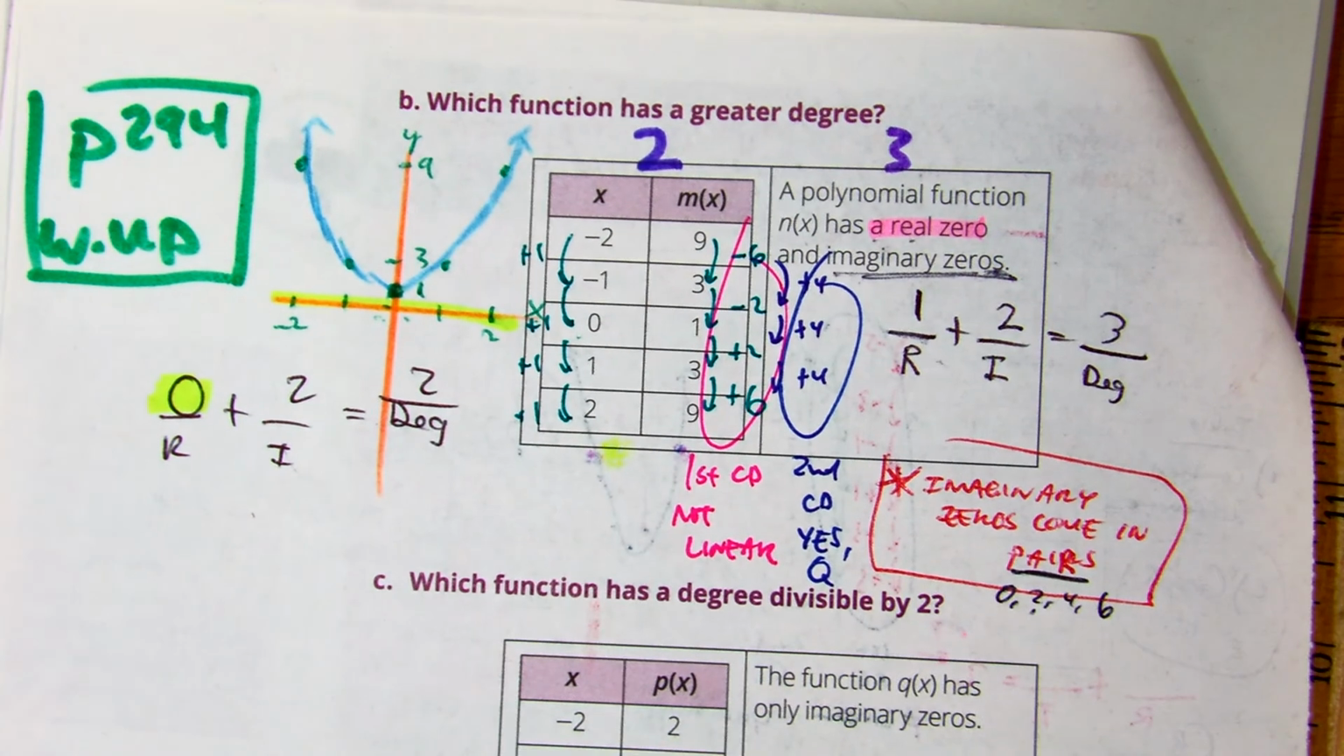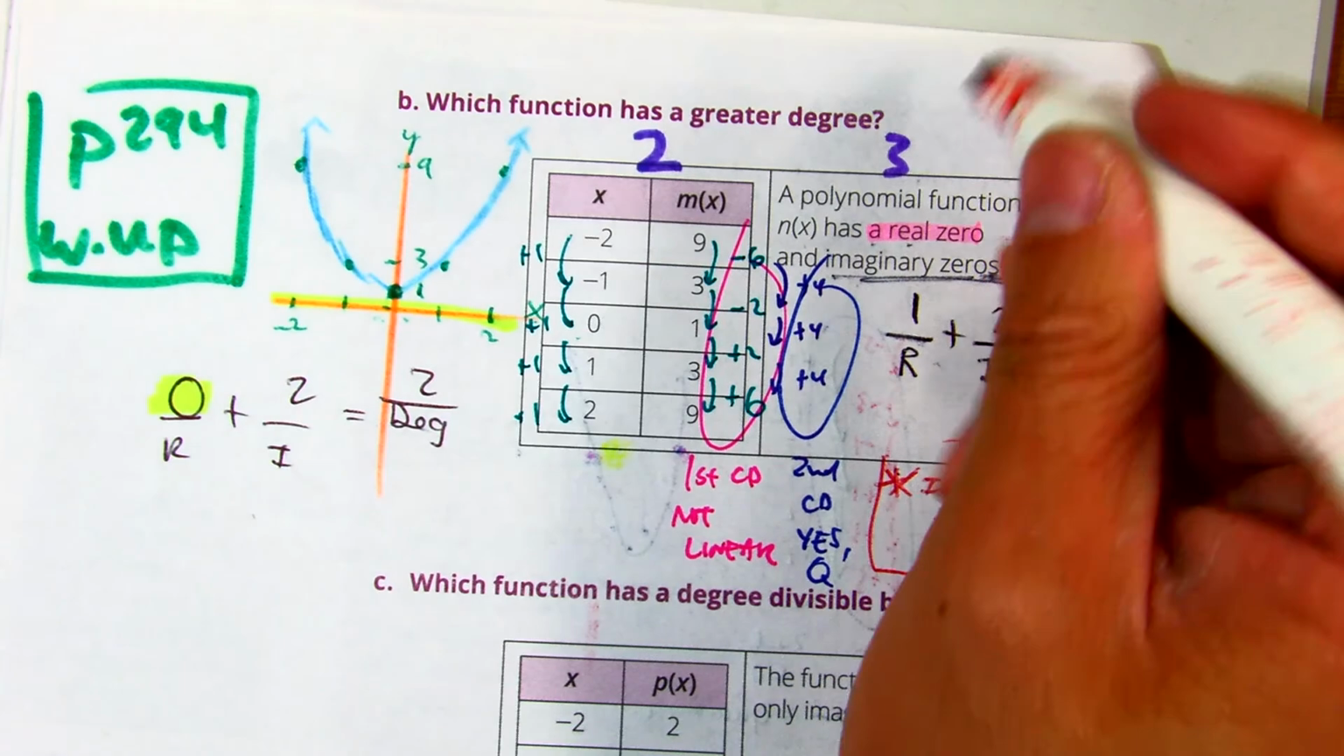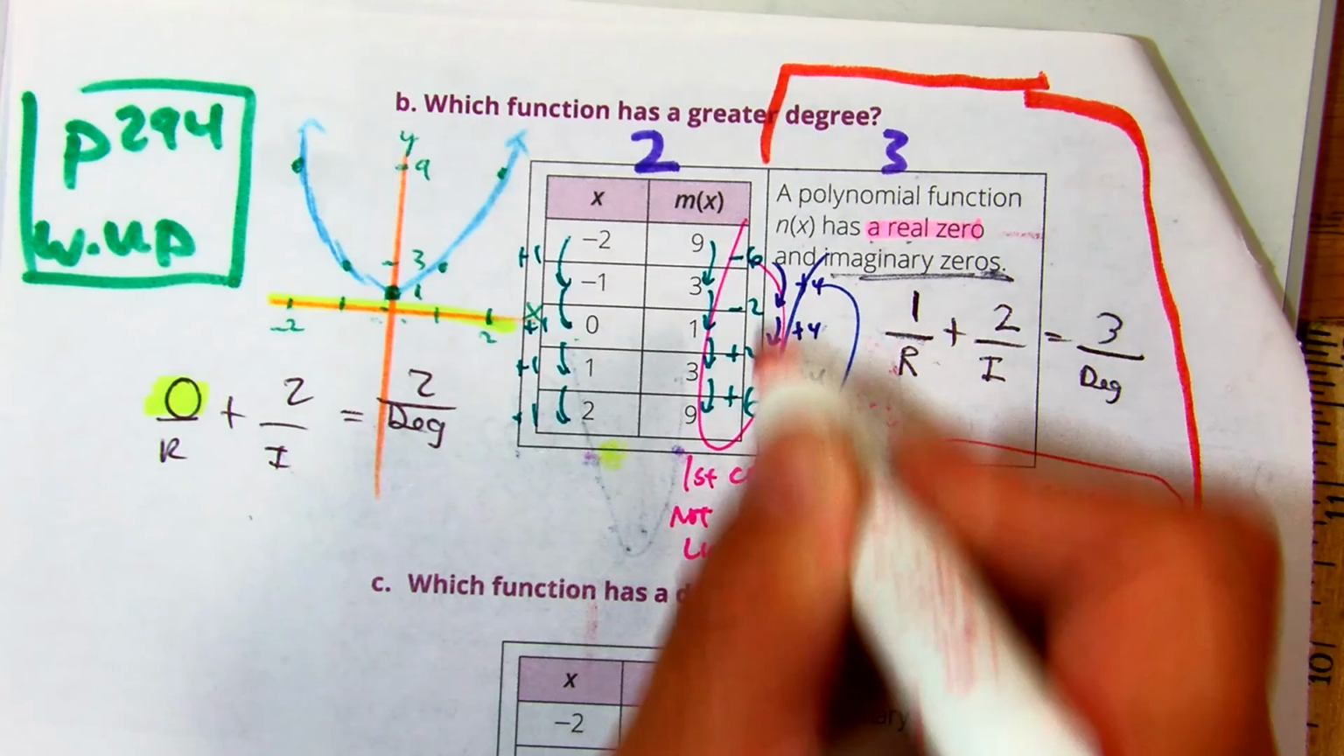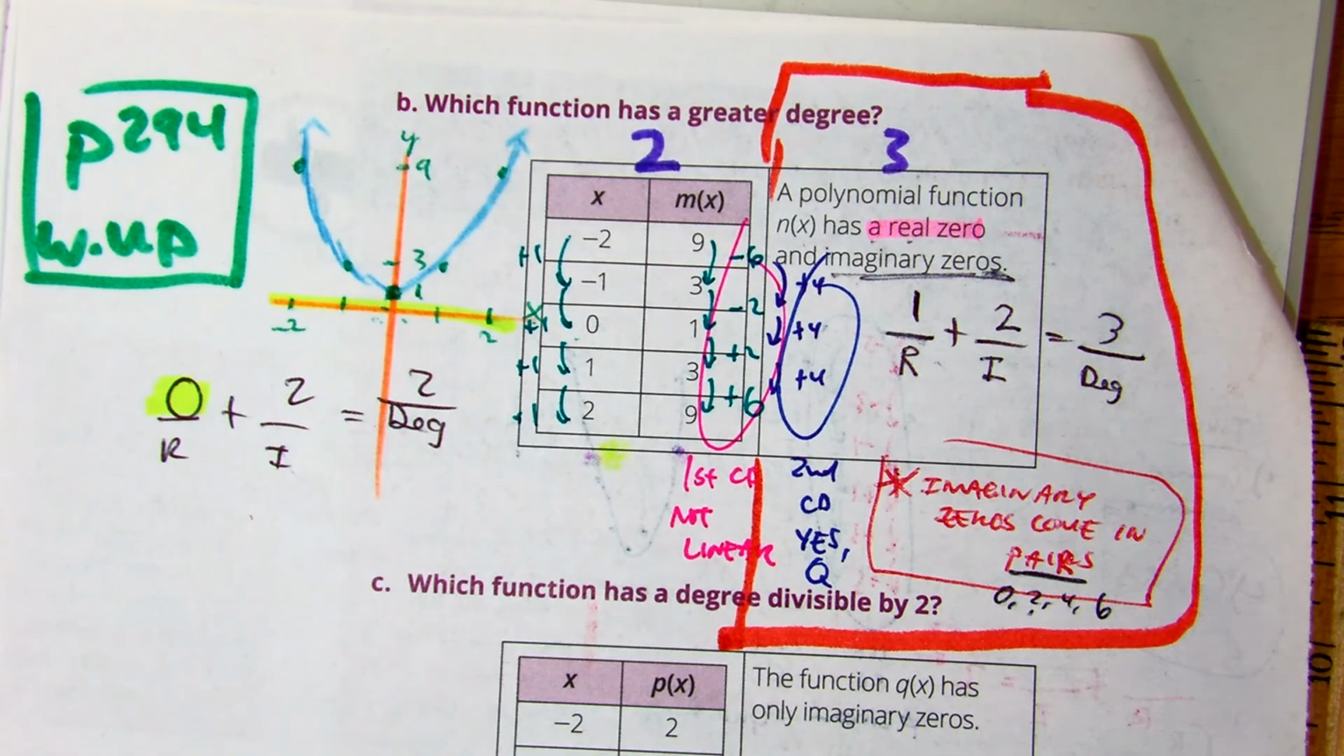Therefore, class, which side has the greater degree? The right side. The right side has a greater degree. So look at your characteristics. Use all the formulas and characteristics we know to help you figure that out.